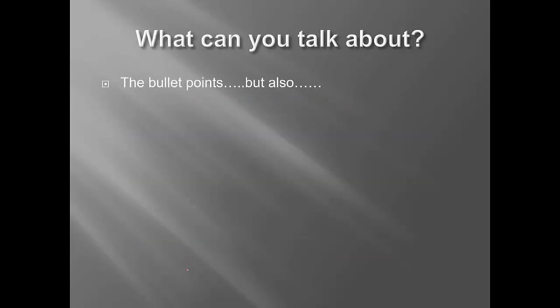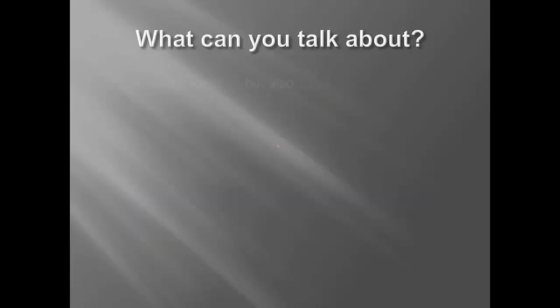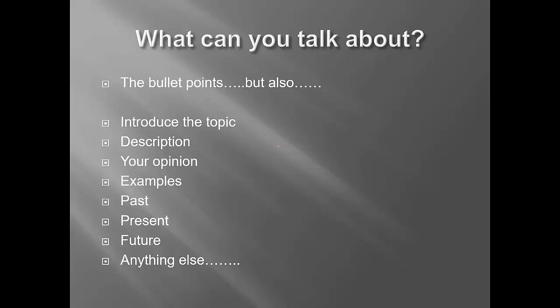So what can you talk about? The bullet points, but also there are many other things that you could talk about. The key is that you must talk about this, so the general topic, but you can also talk about, you could introduce the topic, you could describe the thing, you could give your opinion, you could give examples, you could talk about the past, the present, the future, and anything else. As long as you are talking about the general topic at the top, the first sentence, it doesn't matter what you say. So you could give examples, your opinion, a description, past, present, future, absolutely anything.